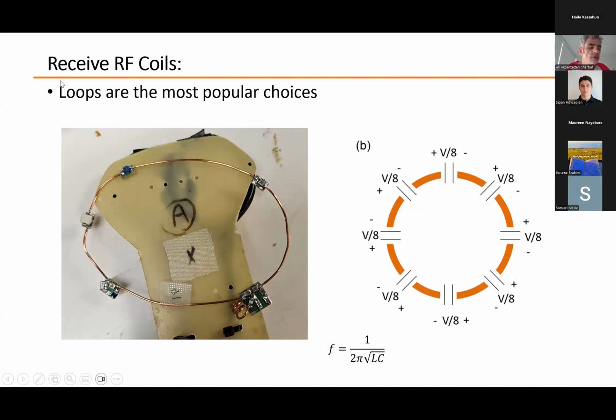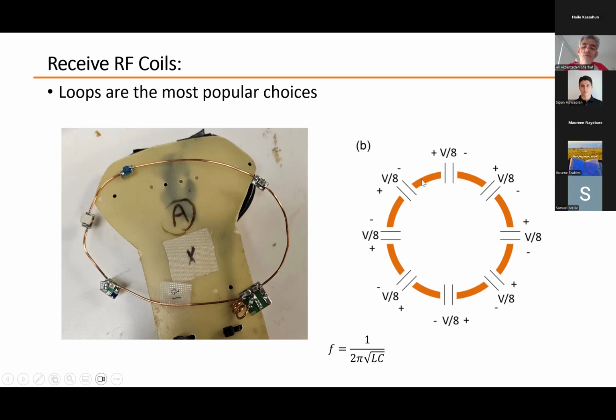Now we start talking about the receive RF coils. Unlike the transmit coils, in the receive RF coils, the loops are by far the most common elements used in the literature and even in commercial coils. Here is a fabricated loop, and here is the drawing of a loop.